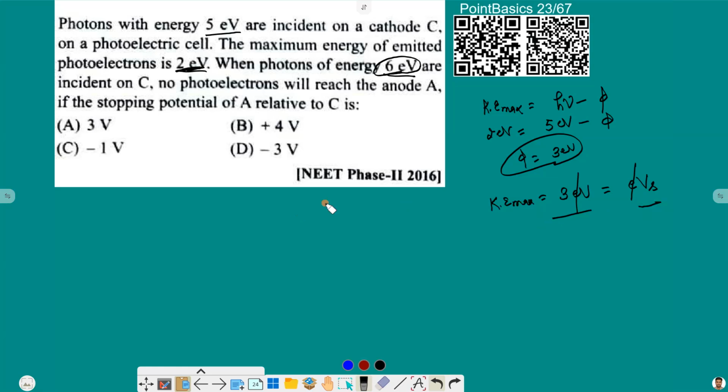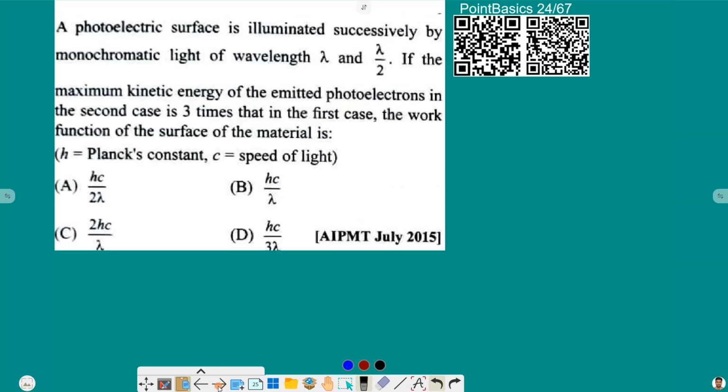Now one thing to remember here, that this Vs is always negative because stopping potential is a retarding potential. So answer will be minus 3 volt, not plus 3 volt. So that is option D. So option D is the right answer. If you have observed the graphs carefully for the stopping potential, we know that the graphs meet on the negative x-axis. So it has to be along the negative axis. So let's move ahead.